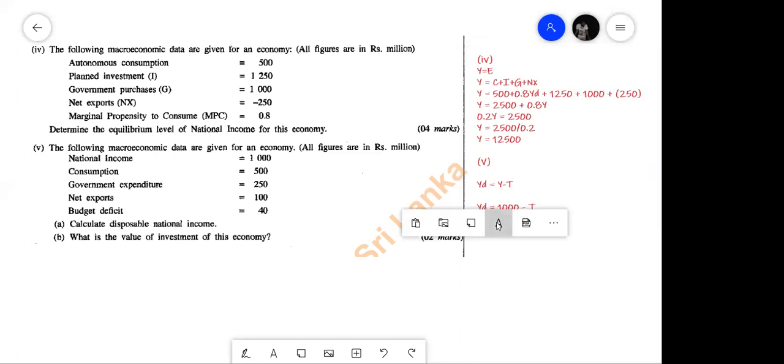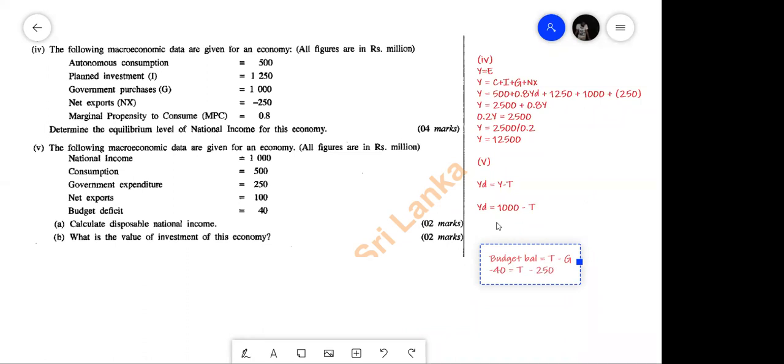The government's budget balance is equal to their income minus their government spending. The budget balance they are saying is a deficit, so it's a negative 40. The taxes you don't know, that is what you're trying to find. Government spending they have given, in the question they have said it's 250. So T minus G is T minus 250.